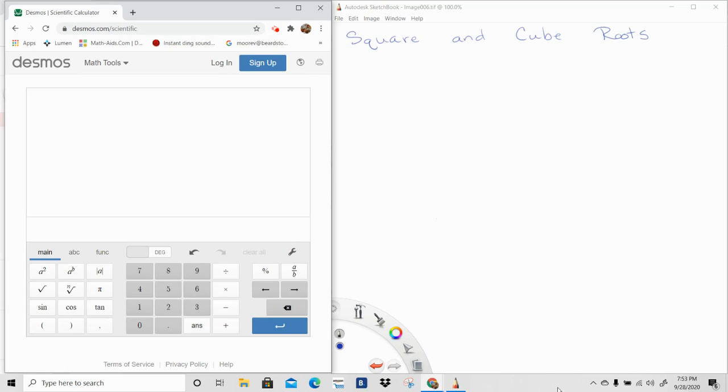This week's lesson is about square and cube roots. That may seem a little odd. Those might be new words for you. But square and cube roots talk about the opposite of doing exponents.